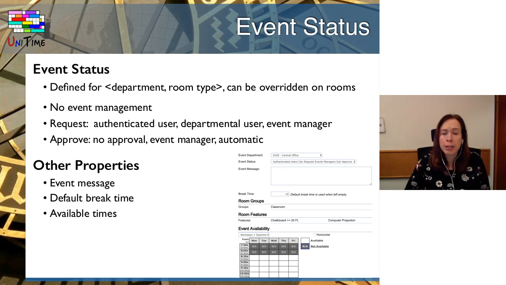Other properties to set up on a room or as a part of the event status are event message. You can see it in the screenshot. The small picture is a screenshot from a room detail, well, edit room page. So you can see event department, event status, and you can add an event message that will be added to any event requested in that room.